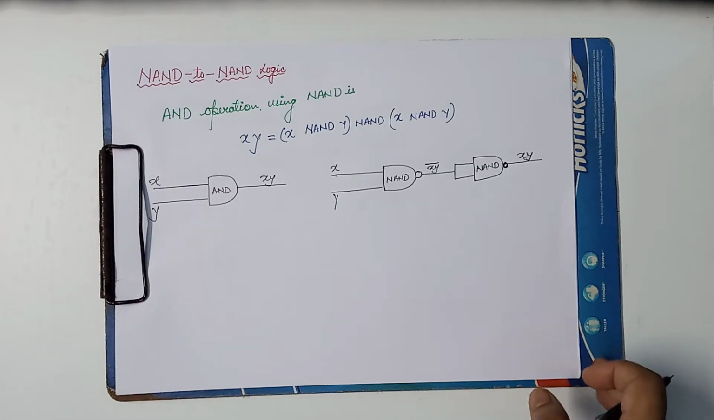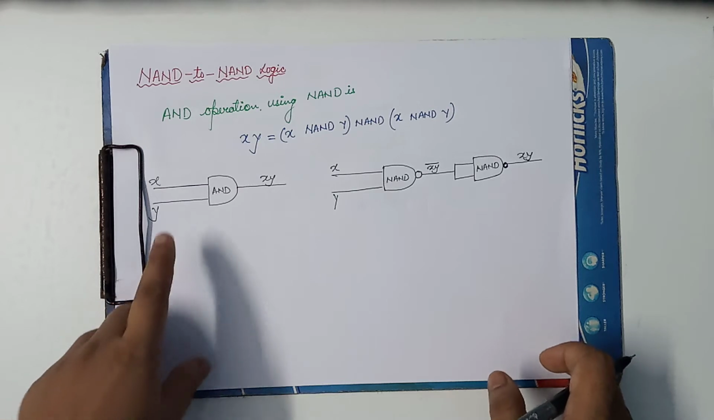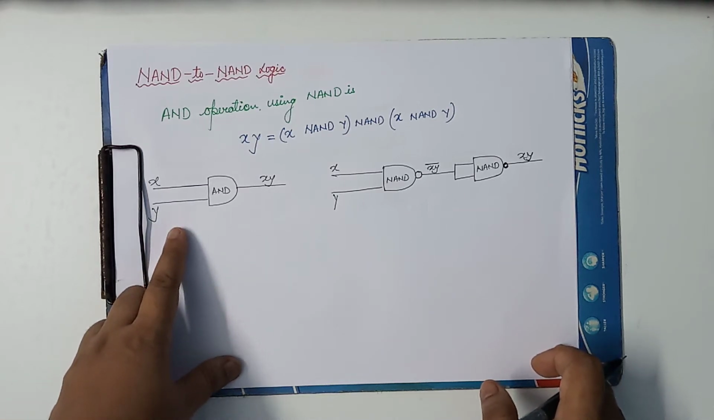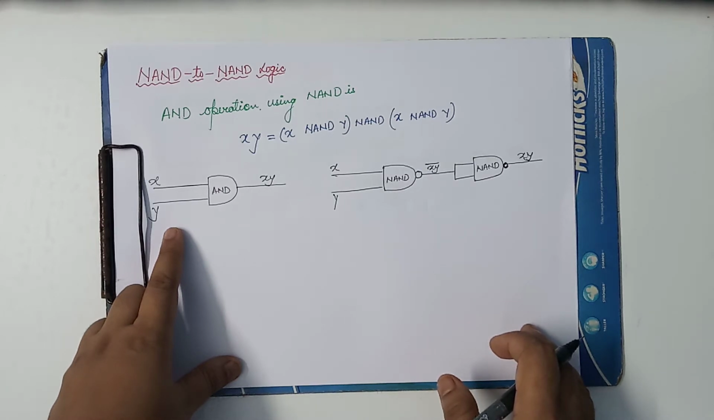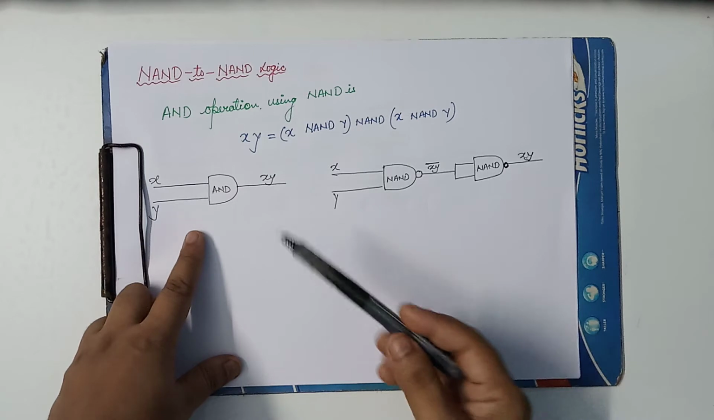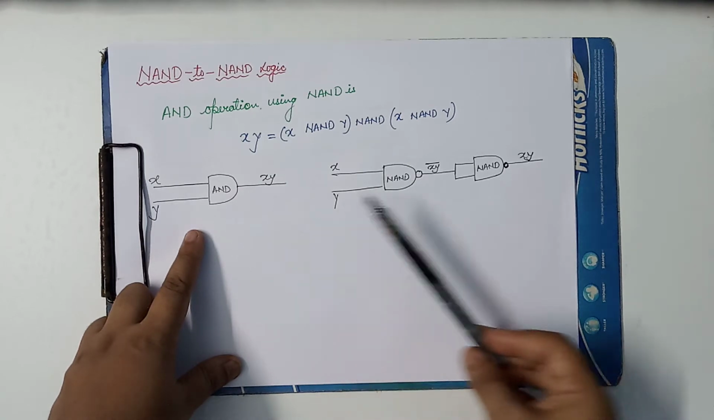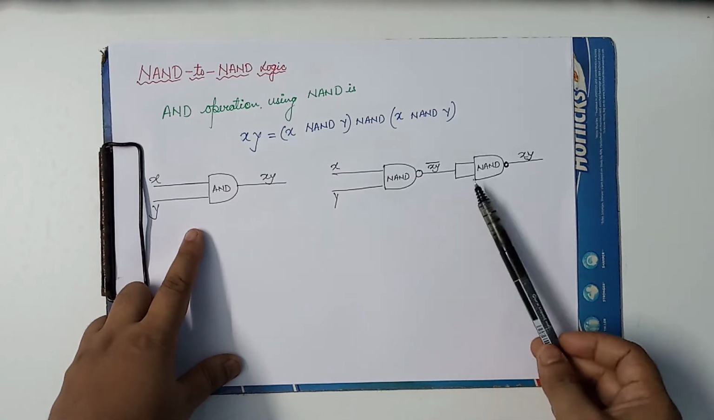Next is NAND to NAND logic. Here we will learn how the AND gate can be implemented using the NAND gate. This is the diagram of the AND gate, the normal diagram. Now let us see how the AND can be implemented using the NAND gate. You can see over here, to implement one AND gate, how many NAND gates are required? 2 NAND gates are required.